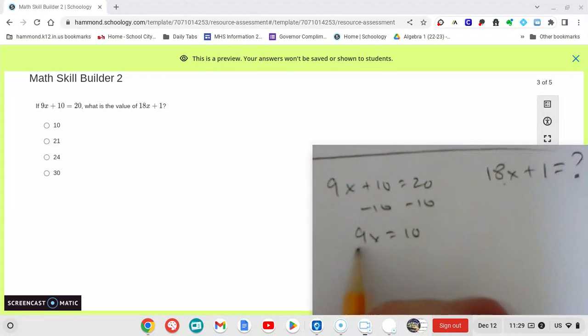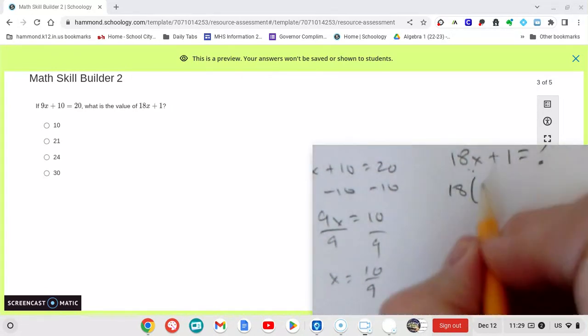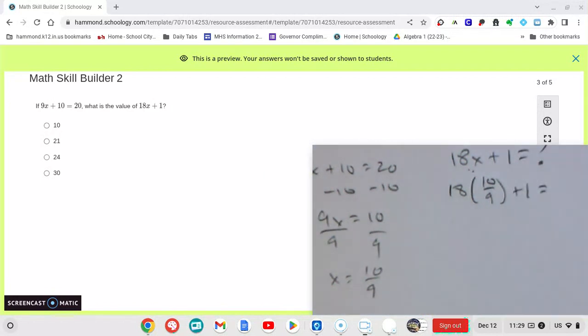So 9x equals 10, and x equals 10 over 9. So all of a sudden this becomes an increased degree of difficulty problem because I'm substituting in a fraction in place of this x. So let's make that happen. So now you're asking your students to be able to multiply a whole number times a fraction. A couple ways that you can approach this.